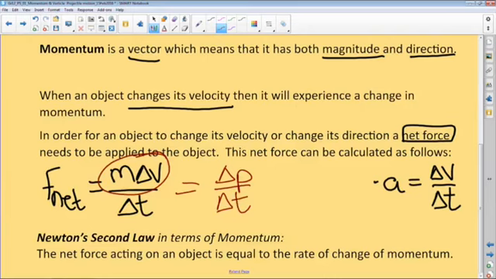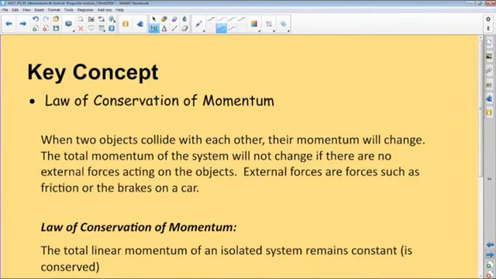Now I've written it like that, that gives me my next definition, which is Newton's second law in terms of momentum. Net force is equal to the rate of change of momentum. Rate of change means divide by time. Okay, rate of change, divide by time. All right, now we're going to talk about the conservation of momentum. This is really important. This is going to come up.